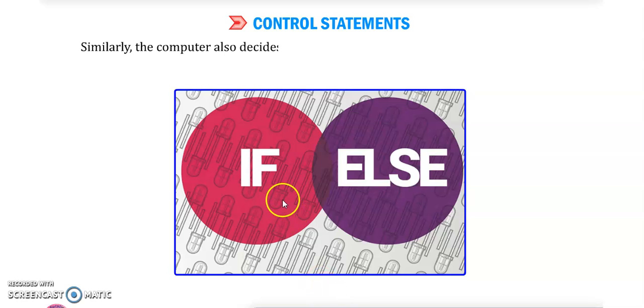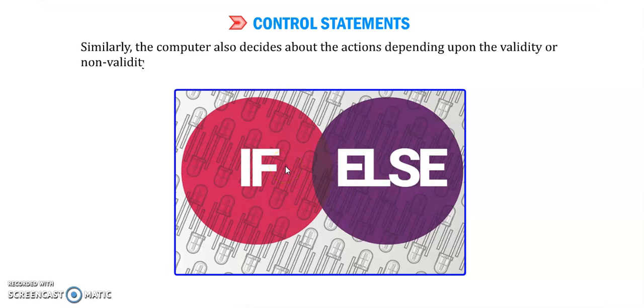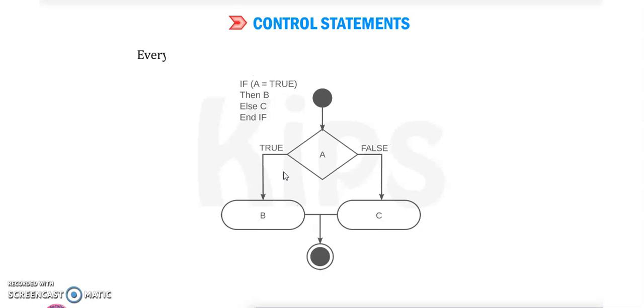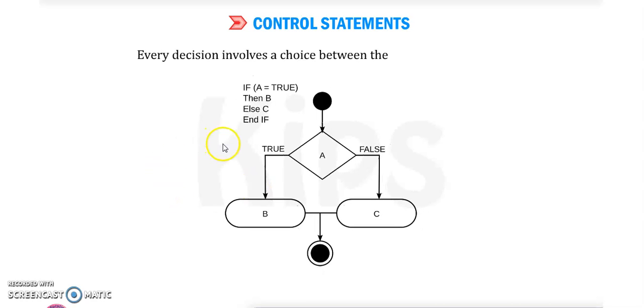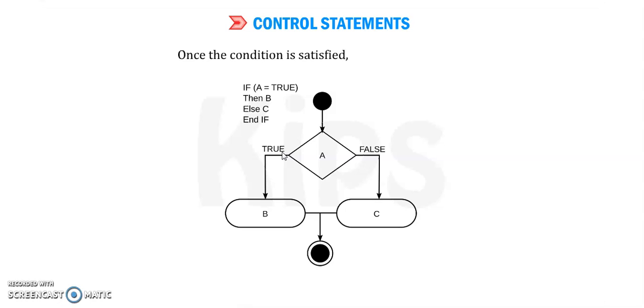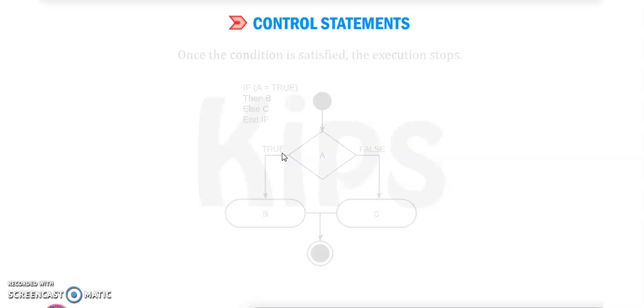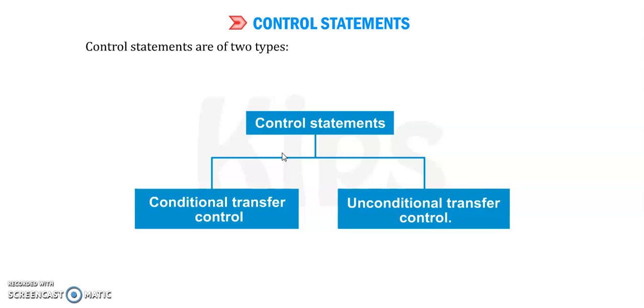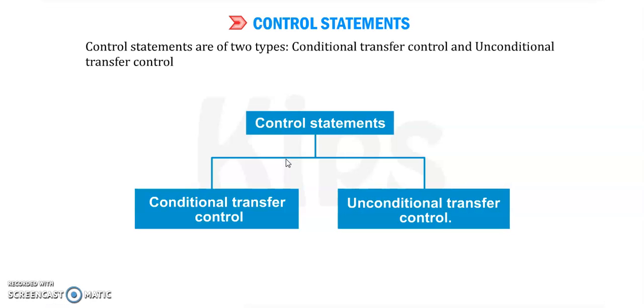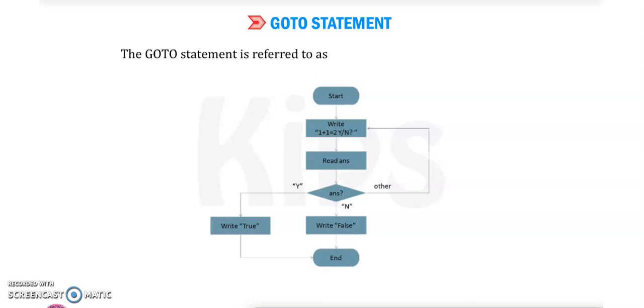Similarly, the computer also decides about the action depending upon the validity or non-validity of conditions. Every decision involves a choice between a yes or no result. Once the condition is satisfied, the execution stops. Control statements are of two types: conditional transfer control and unconditional transfer control. After that, the next statement is the goto statement.